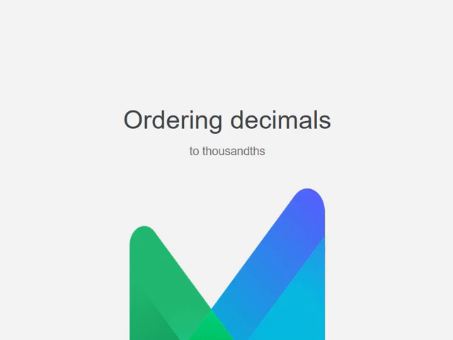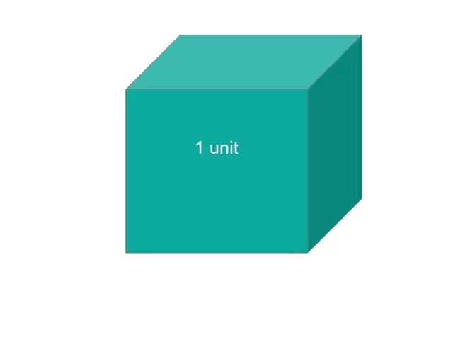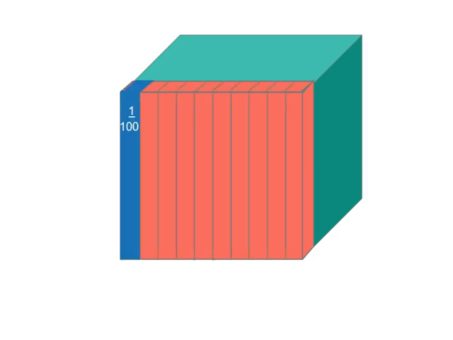So that we can order our decimals to thousandths, let's just go back over place value and write a decimal for the numbers that we're going to look at now. So if we've got 1 unit, we would write that with 1 in the unit place, and in decimal form we'd have a decimal point and a 0 in the tenths place. If we break that into 10 equal pieces, we've got 1/10, which in decimal form has no units and 1 in the tenths place. So we can see it's actually worth less than a unit.